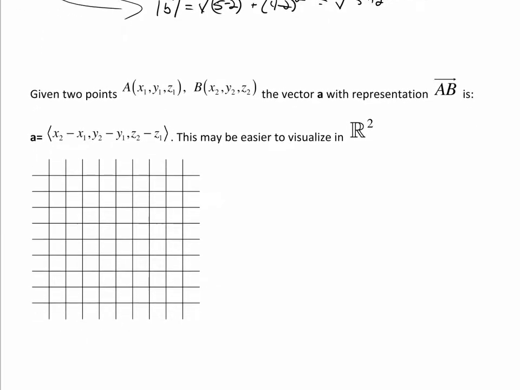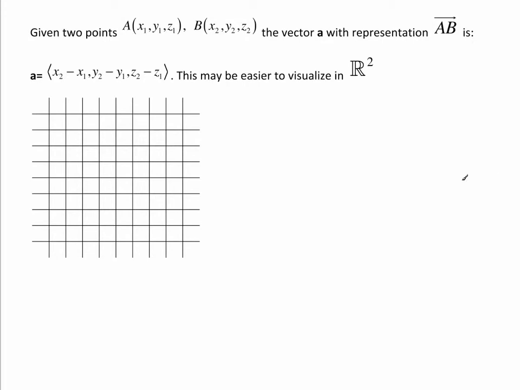So let's move to R3. So given 2 points, well, actually, let's go ahead and draw a coordinate system here. I'm not going to draw this in 3 space, even though I'm going to actually be working in 3 space, which may seem kind of odd, but just for illustration purposes, I think it'll be fine. You get the idea.